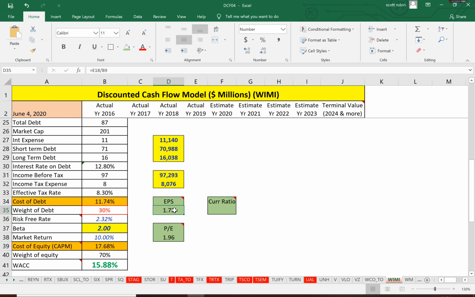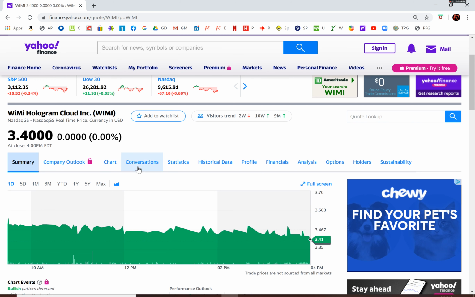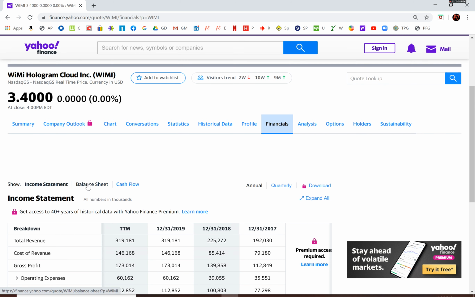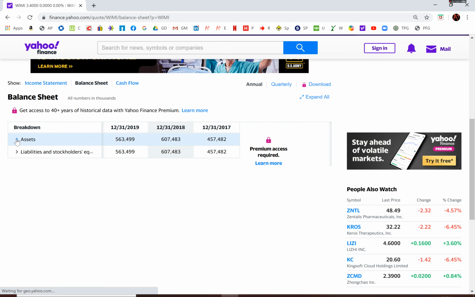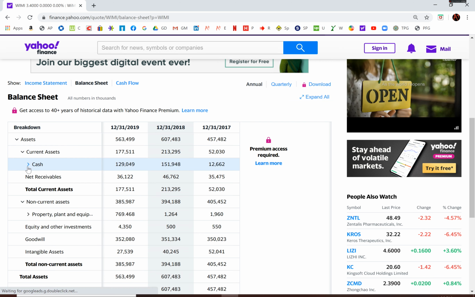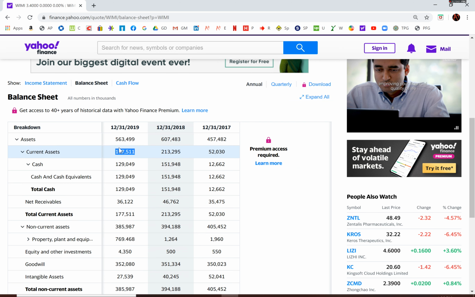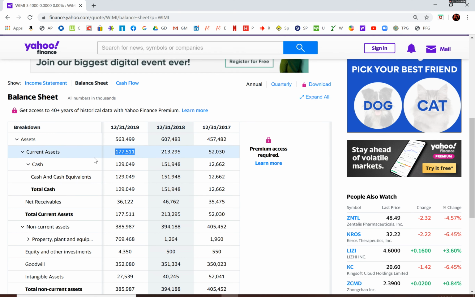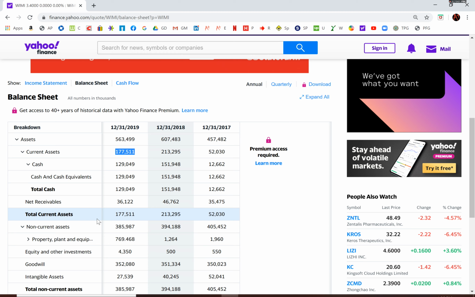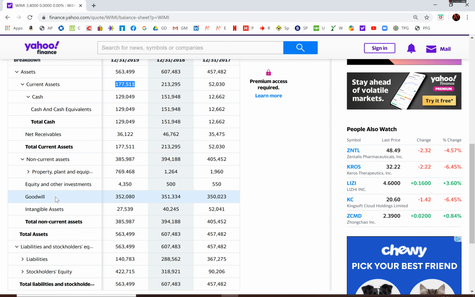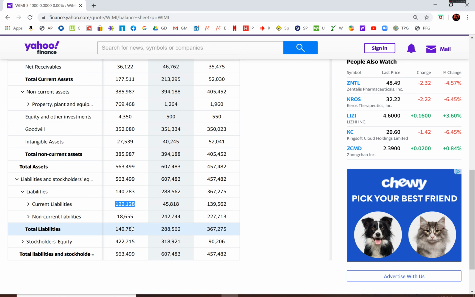I have a few data points: earnings per share, PE ratio, and current ratio. Let's get the current ratio. We need to go to the balance sheet, and we need the current assets. Let's just open this up so we see if they give us more detail. So current assets of 177,511, and current liabilities is 122.